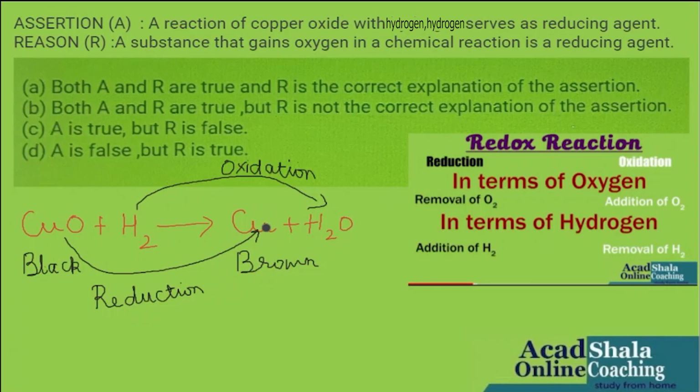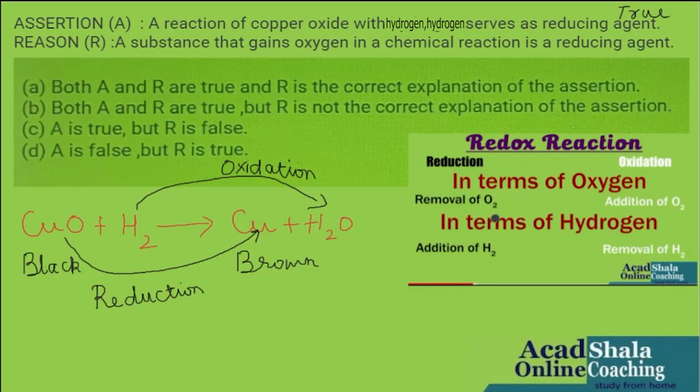And now the question says that in the reaction of copper oxide with hydrogen, hydrogen serves as a reducing agent. Okay, serves as a reducing agent. Yes, it is serving as a reducing agent. Absolutely correct. So that means the first statement is coming out to be true. So I am writing true over here in the corner. Are you getting my point, children? So please take a note that whatever I'm telling you, it should be done like this.